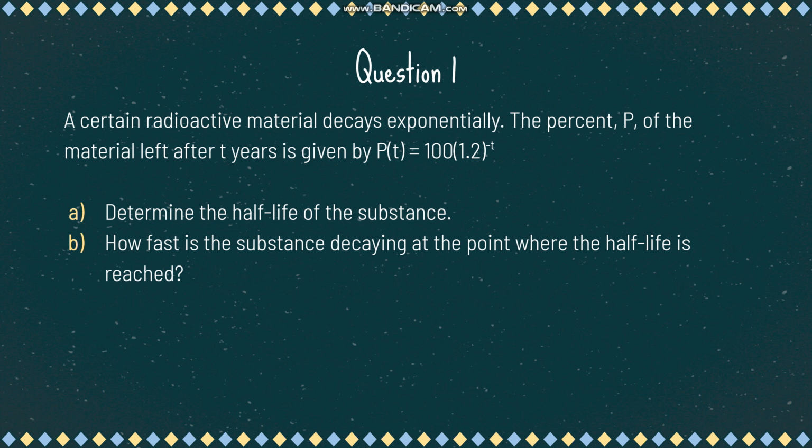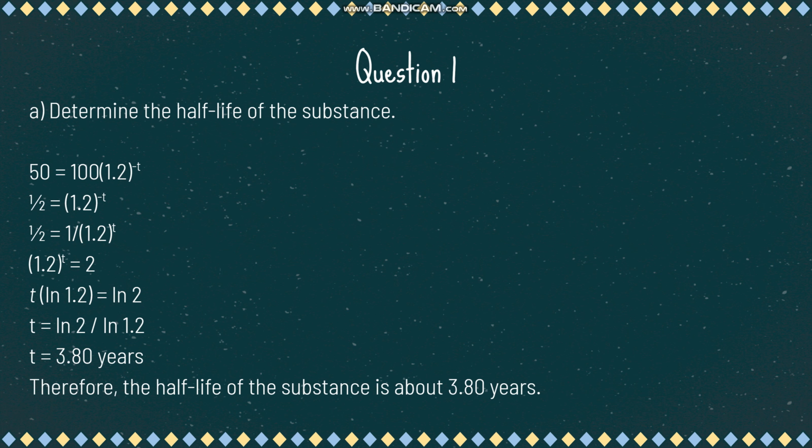So question 1. A certain radioactive material decays exponentially. The percent P of the material left after T years is given by the function P equals 100 times 1.2 to the power of negative T. A. Determine the half-life of the substance. B. How fast is the substance decaying at the point where the half-life is reached? So A. Determine the half-life of the substance.